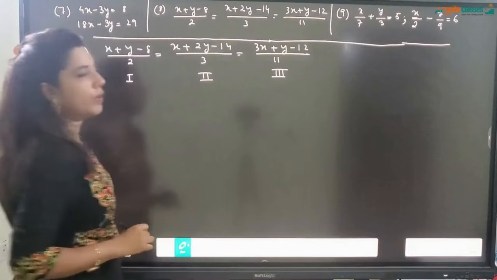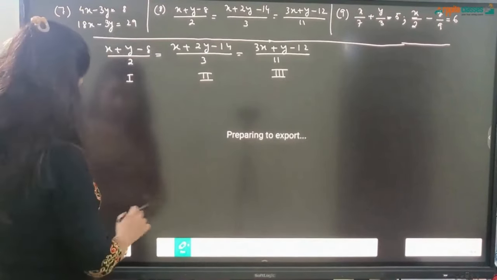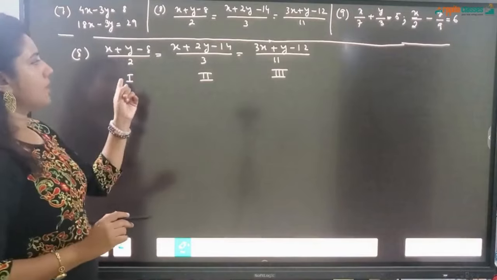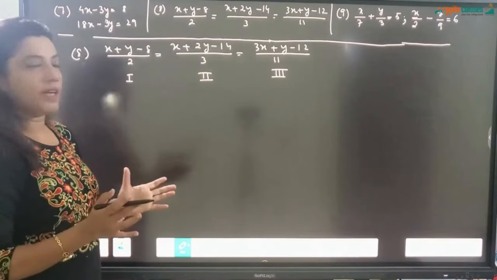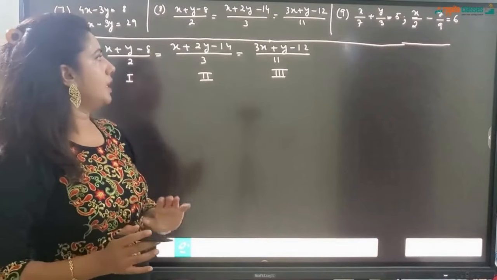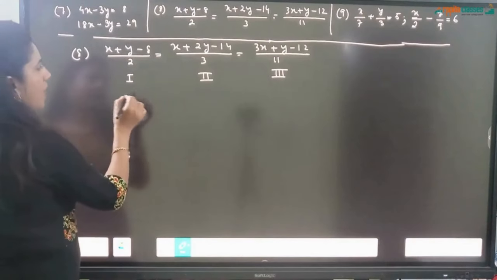So what we can do is make first 1 equal to 2 to get one equation, and then 2 equal to 3 or 1 equal to 3 to get another equation, and then solve them. Let us first make 1 equal to 2.